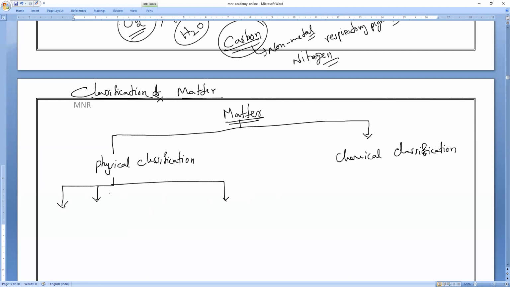Matter is made up of how many states? Three states: solid, liquid, and gas. As I already told you, I will teach you two more things. One is plasma, another one is BEC. I will teach you tomorrow what BEC is. If you want, you can write the full form: Bose-Einstein condensation. Actually, this will come in 11th and 12th also.